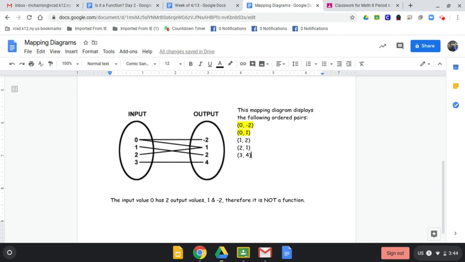So your Is It a Function Day 2 assignment includes 2 tables, 2 graphs, and now also 2 mapping diagrams to determine if they're functions. You guys did a great job making sure you have reasons for each one. Just let's be more careful on what those reasons are. They really should look very similar, if not exactly like mine.